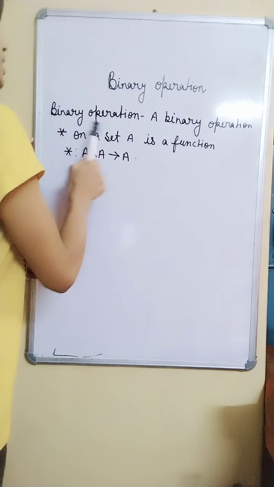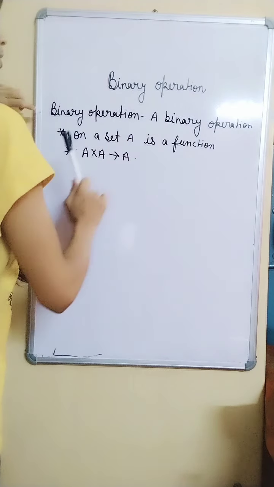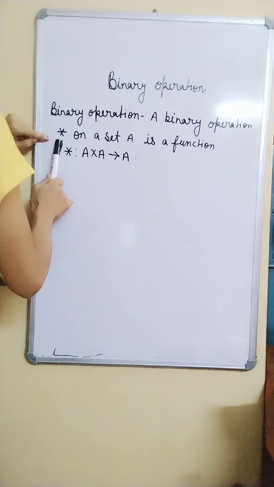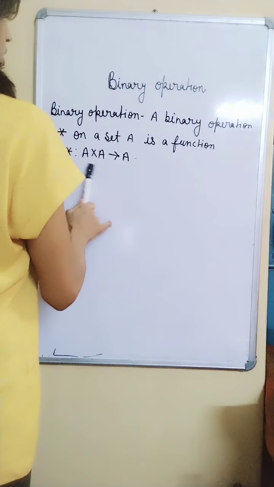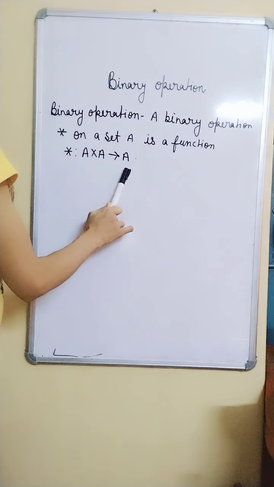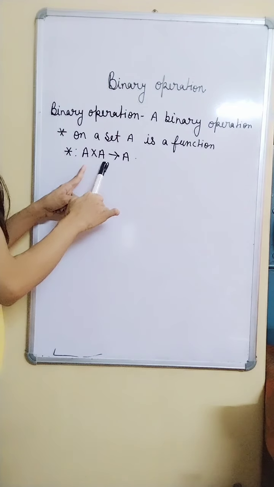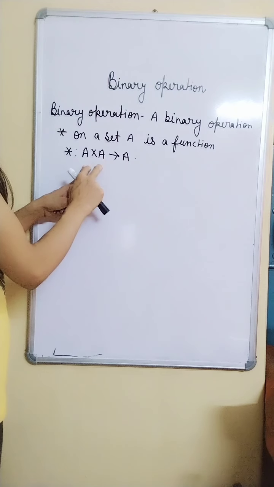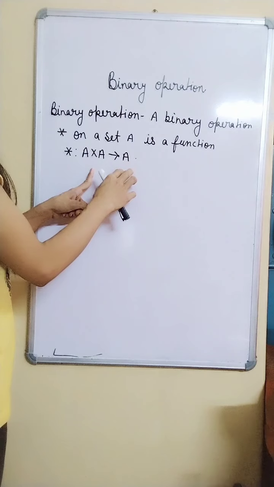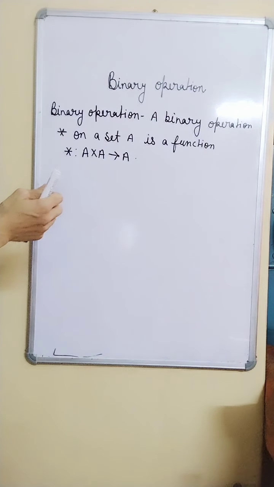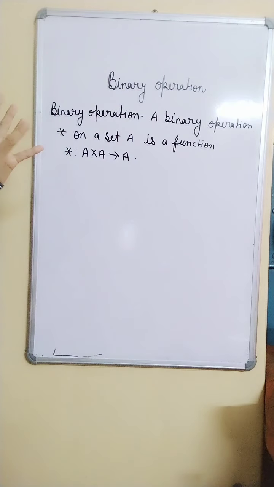So firstly, what is the meaning of binary operation? See, a binary operation is denoted by this symbol on a set A. It is a function written as this, right? So binary operation is nothing but a function which is defined from the elements of set A cross A to A, right? You can say that this binary operation follows the closure property.